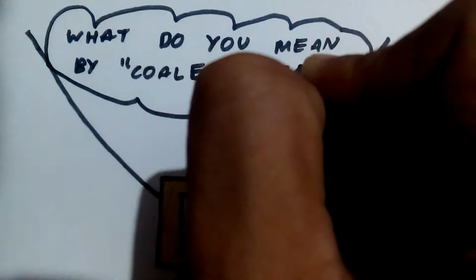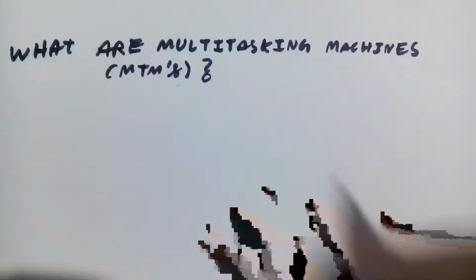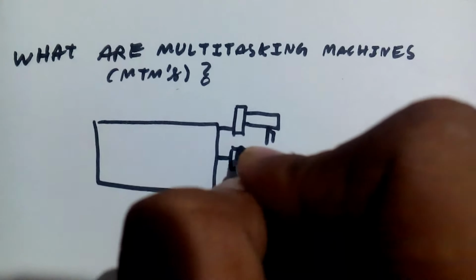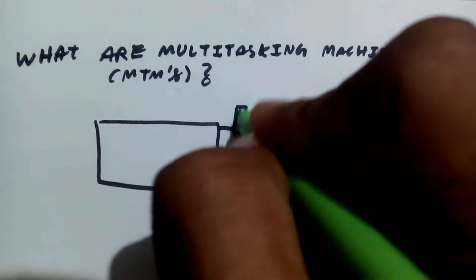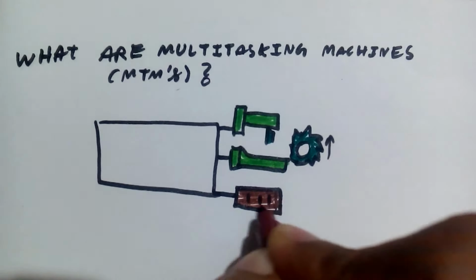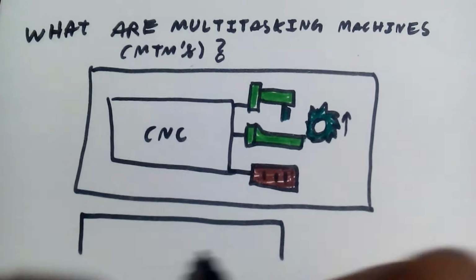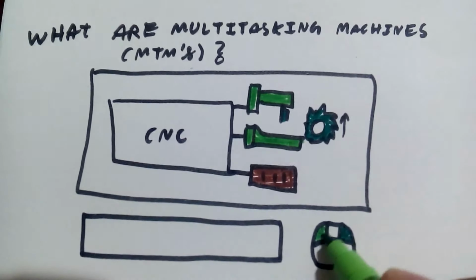Finally, it's time for this episode's question. What do you mean by coalescence? Also, it's time to answer our last episode's question. What are MTMs? MTMs, or multitasking machines, are CNC machines with many axes that combine turning, milling, grinding, and material handling into one highly automated machine tool.